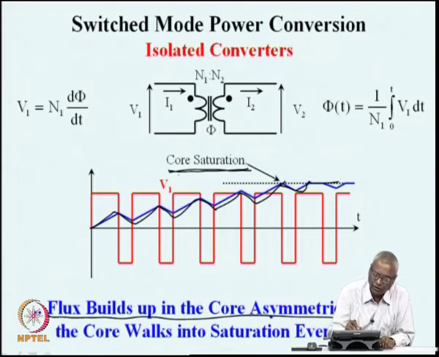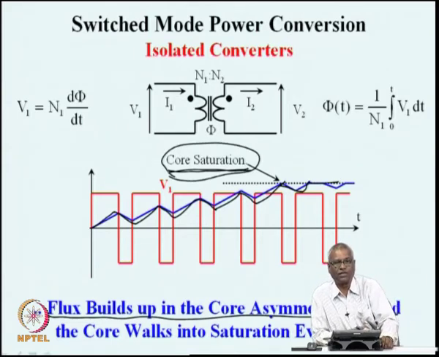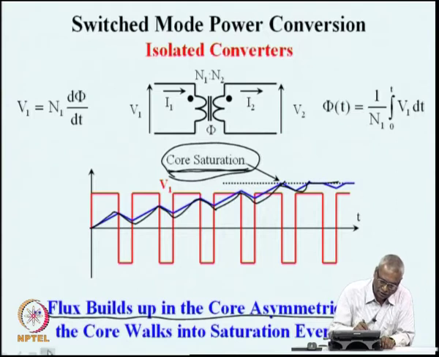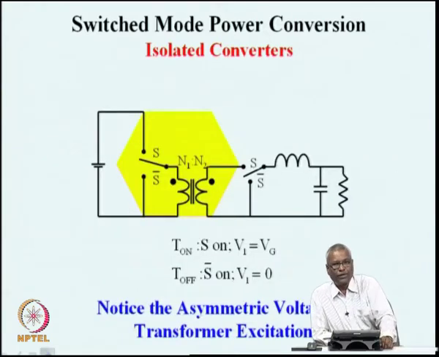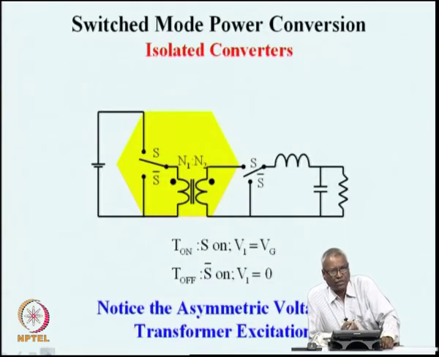We say that the core has now saturated, or the flux has reached a limit beyond which the core is not capable of sustaining additional flux. What is the consequence of this? The consequence of this is saturation in the core. Saturation in the core will make the transformer act like a short circuit, a large current will be drawn, the source will be overloaded, and so on.